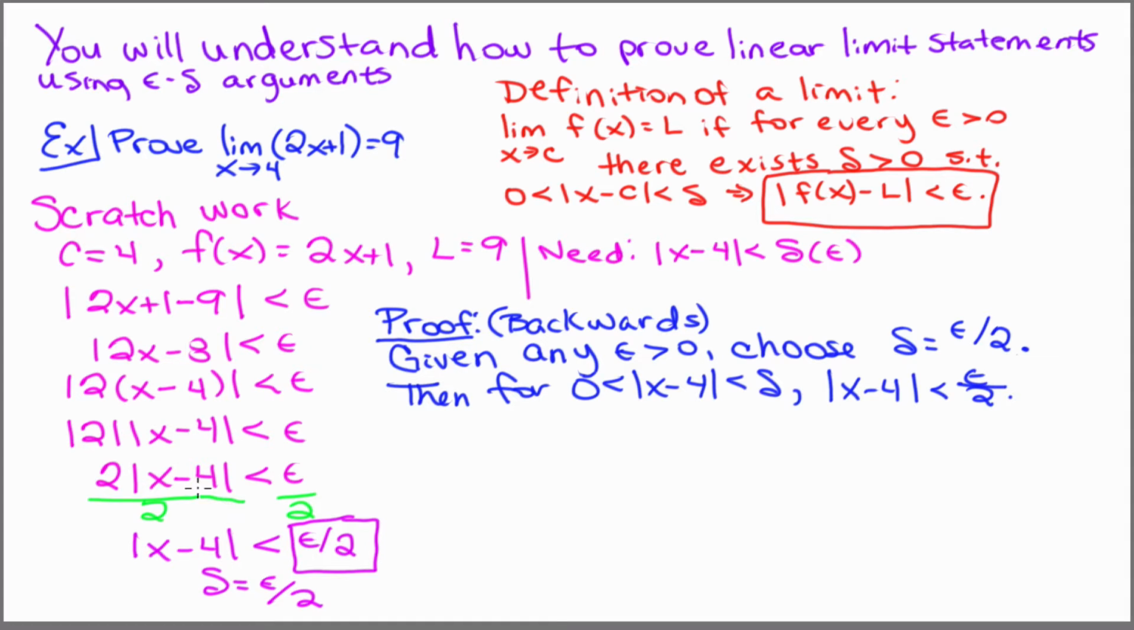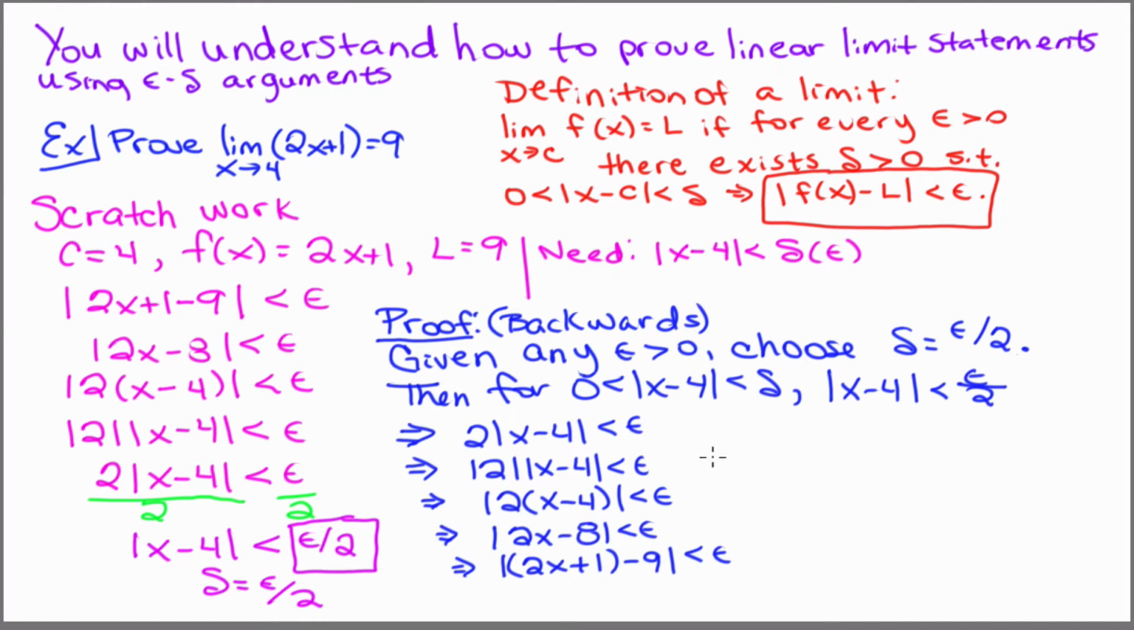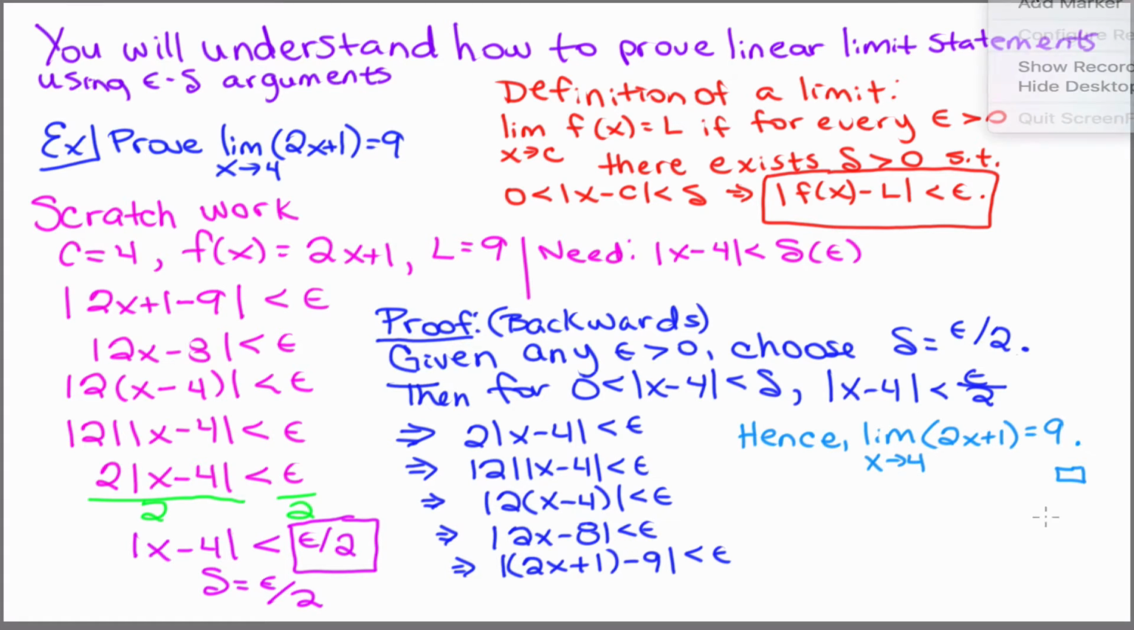We need to make sure that we end up at the absolute value of f of x minus L less than epsilon in order to complete our proof. Here we've reversed all of the steps in our scratch work in order to obtain the absolute value of f of x minus L less than epsilon. This is what we wanted to prove. And you can finish this proof with what we wanted to prove, hence the limit of 2x plus 1 as x approaches 4 equals 9.